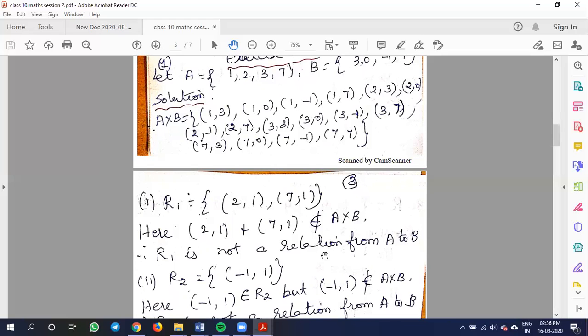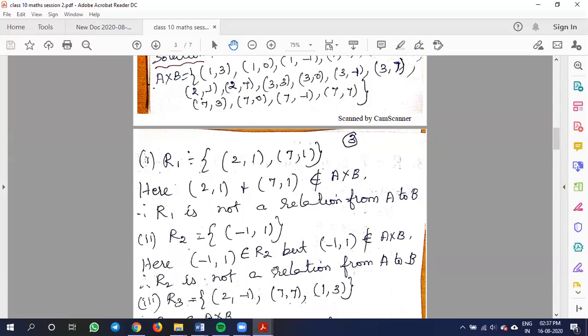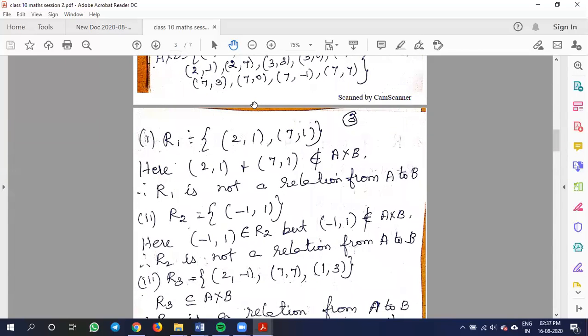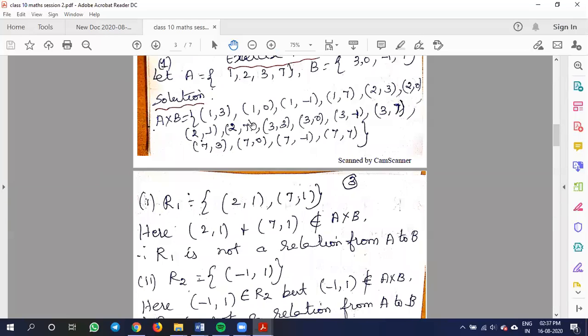If it is a relation, then these elements must be present in the Cartesian product, the cross product. Only then can we say this is a relation. Since these two elements are not in the set A cross B, you can say that R1 is not a relation from A to B. Now the second question is R2 equal to -1, 1, only one element. You take and see whether you have -1 and 1.